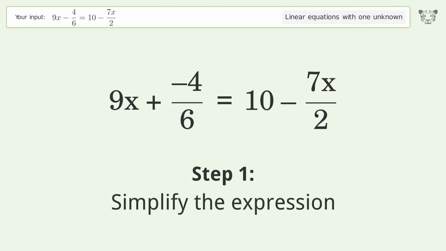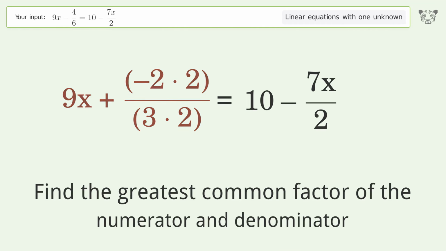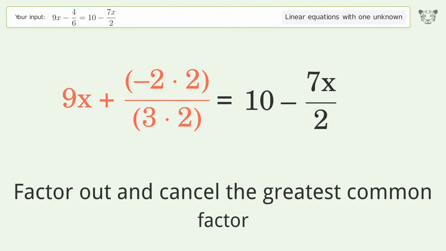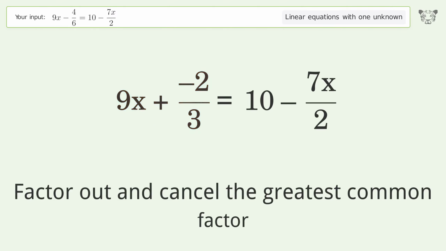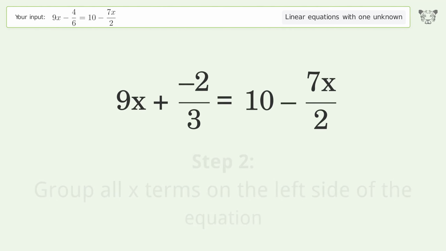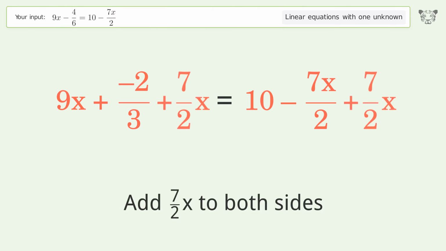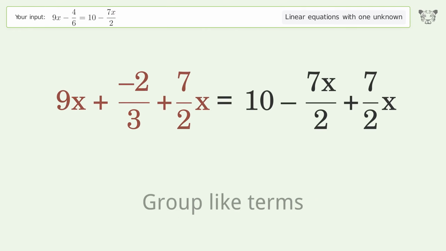Simplify the expression. Find the greatest common factor of the numerator and denominator. Factor out and cancel the greatest common factor. Group all x terms on the left side of the equation. Add 7 over 2x to both sides. Group like terms.